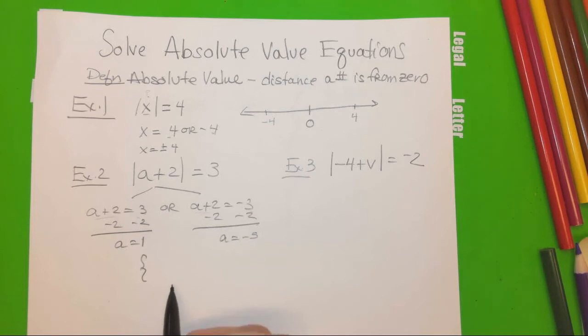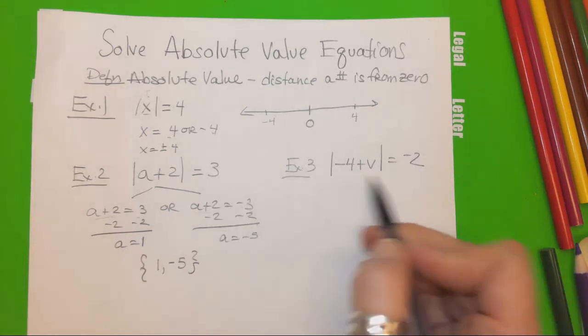We're going to write our answers as a solution set using those curly braces. We have 1, -5. It is not a coordinate, so we do not use parentheses. We use curly braces to show that it is a solution set.